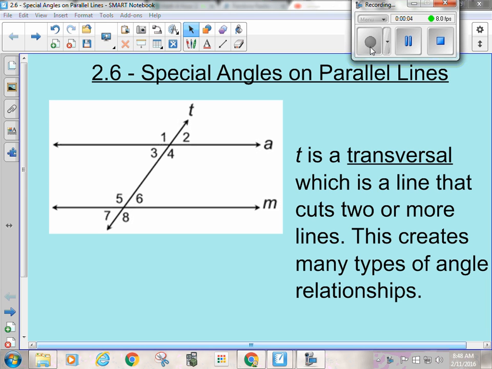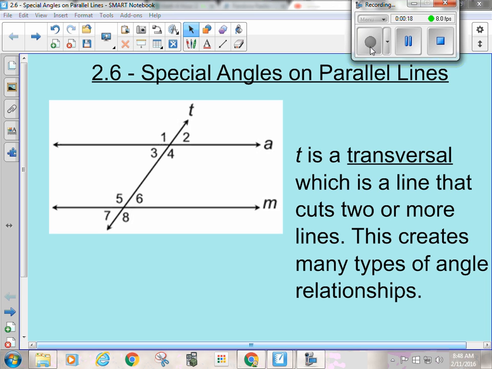Today we are going to do our last section in this first part of the geometry unit in Math 4. And so today we're going to talk about section 2.6. It's on special angles on parallel lines.